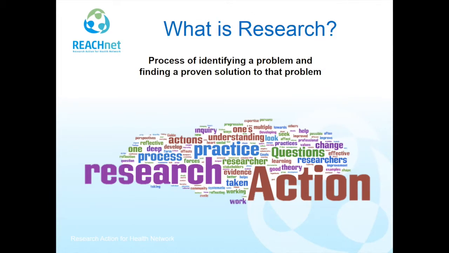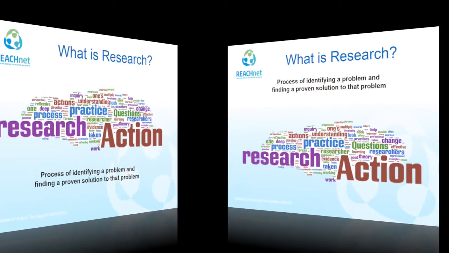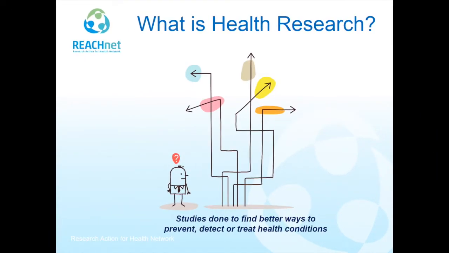Research is the process of identifying a problem and finding a proven solution to that problem. Specifically, health research creates generalizable knowledge to inform clinical practice, healthcare, and health-related policy. For example, studies can be done to find better ways to prevent, detect, or treat health conditions. There are 4 major categories of health research.